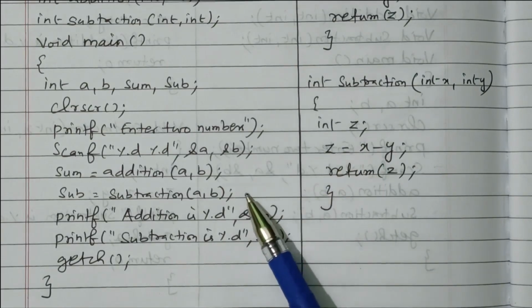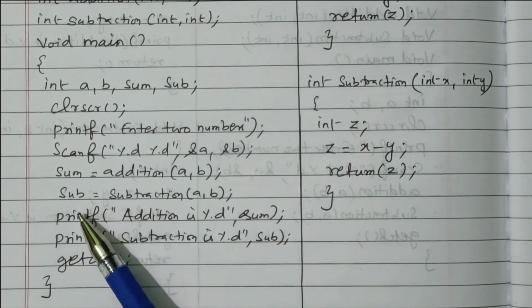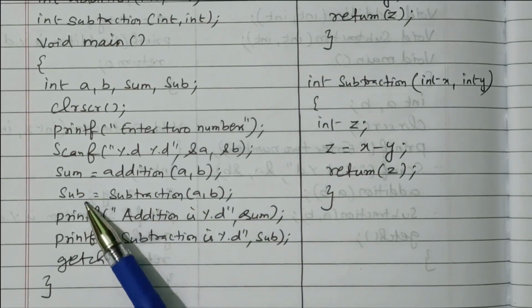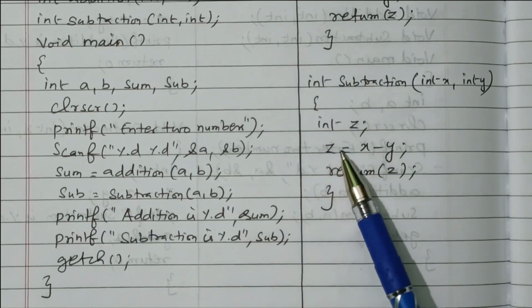So the control will transfer to the subtraction call. The return value will be stored in sub. Now we have addition of two numbers available in sum, subtraction of two numbers available in sub. So this is two functions. Whenever we need, we can call these.